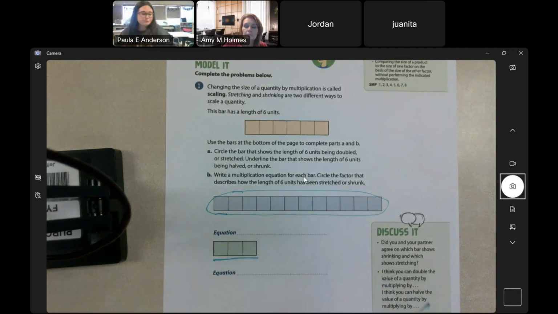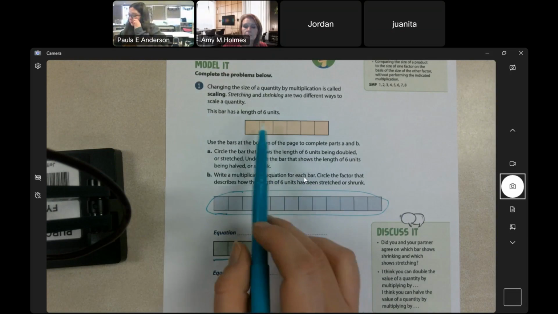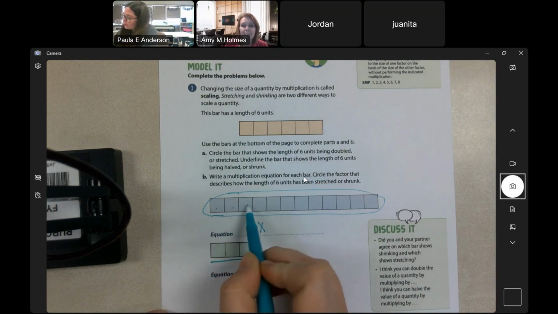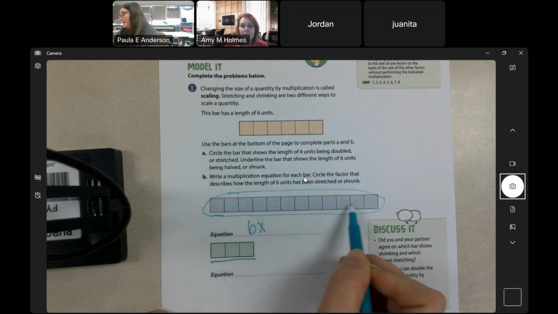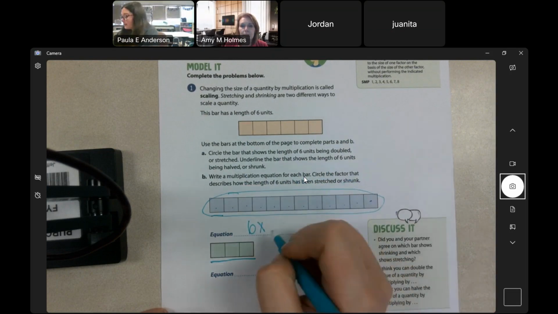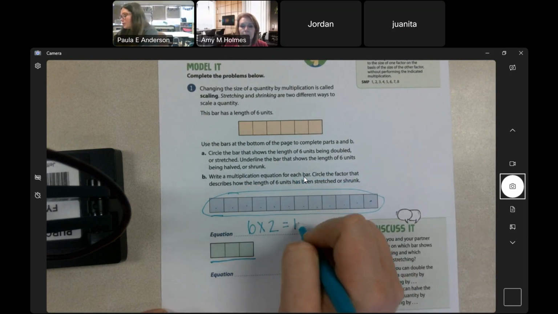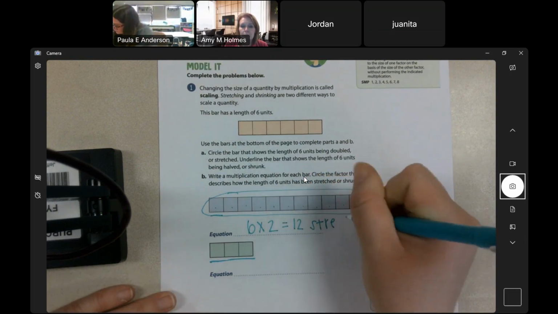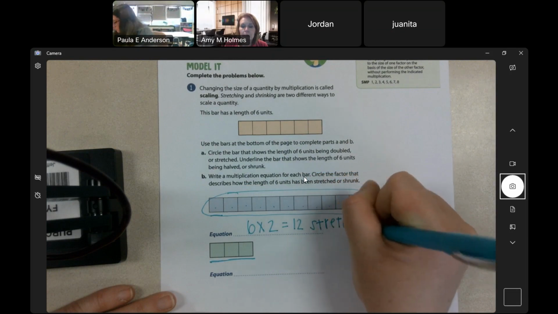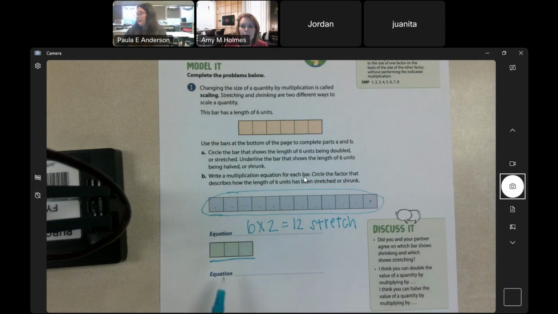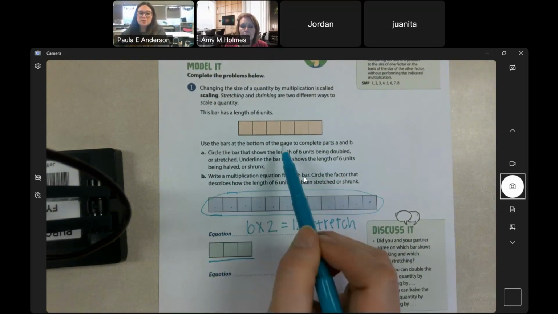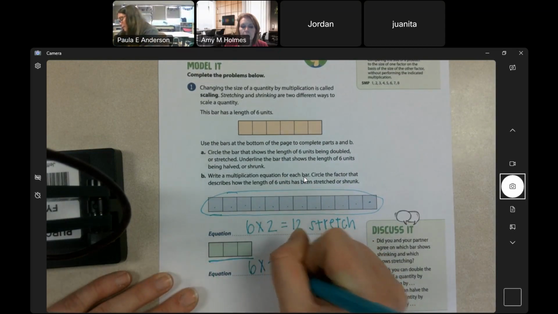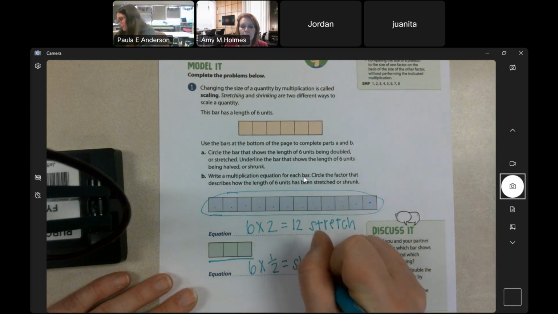So if we look right here, our original one was 6 units. So we have 6. And then we have 1, 2, 3, 4, 5, 6, 7, 8, 9, 10, 11, 12. And we know up here we doubled it. So when we double, we multiplied by 2, and we got 12 units. So we stretched it. And then right here, we have 3 units, and our original one was 6 units. So we basically cut it in half. So we're doing 6 times 1/2, and that was a shrink.